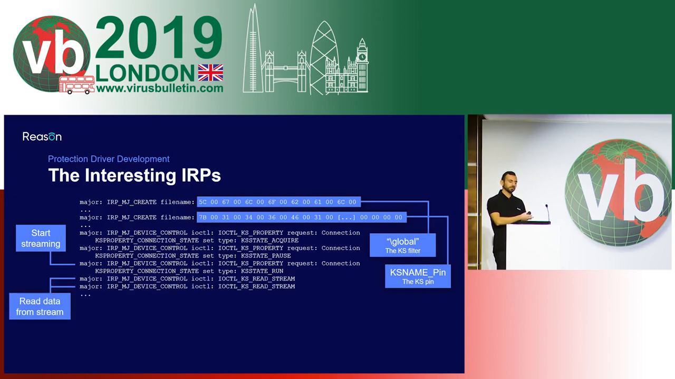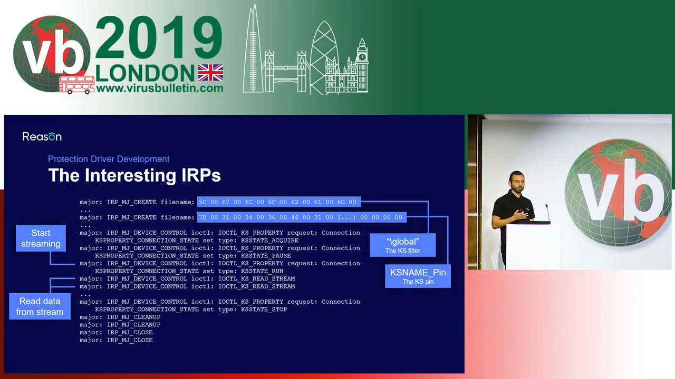Here it is. While the stream is active, the program sends IOCTL_KS_READ_STREAM commands, and every such command gets the next frame from the camera. And finally, when we decide to stop the stream, the connection state is changed to KSSTATE_STOP, and the handles are closed. So this is basically the flow.